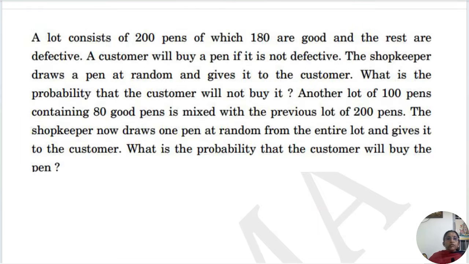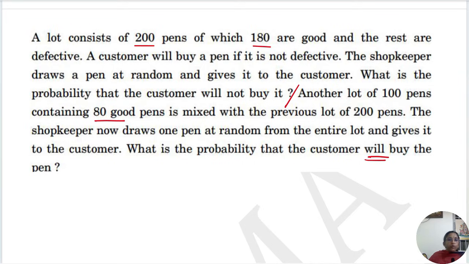A lot consists of 200 pens, of which 180 are good and the rest are defective. A customer will buy a pen if it is not defective. The shopkeeper draws a pen at random and gives it to the customer. What is the probability the customer will not buy it? This is one part. And the second part: another lot of 100 pens containing 80 good pens is mixed with the previous lot of 200 pens. The shopkeeper now draws one pen at random from the entire lot and gives it to the customer. What is the probability the customer will buy the pen?